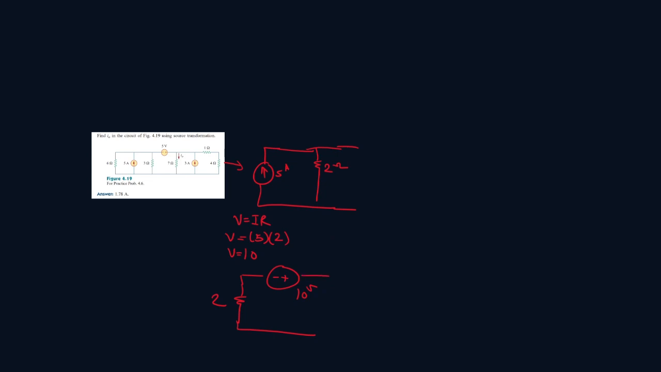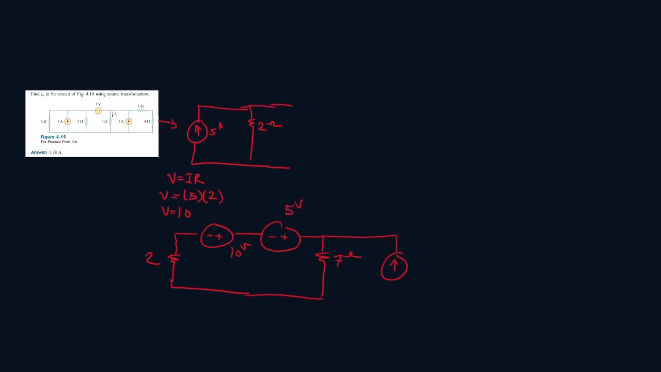And then we continue our circuit. So we have 5 volts here, 7 ohms here, 3 amps here, and then we have 1 ohm here and 4 ohms here. We can combine these two, they're in series, so it's 5. We can also combine these two. We have a 10 voltage and a 5 voltage. We can combine these two, and this will give us 15.